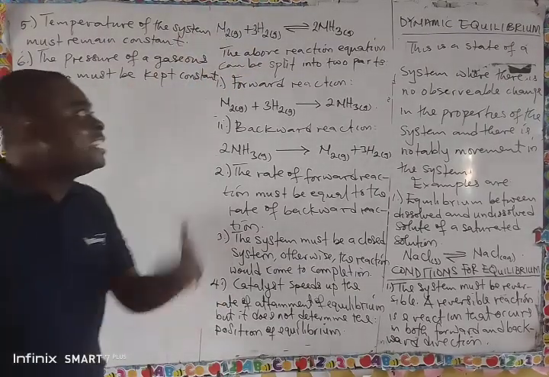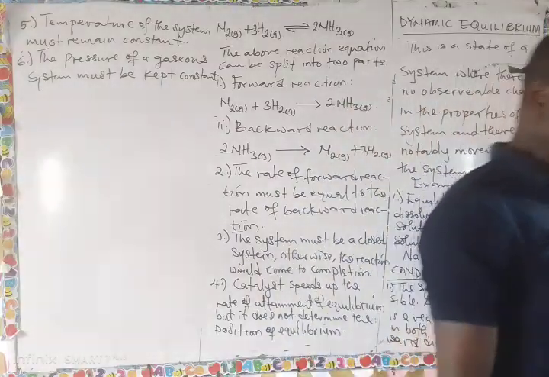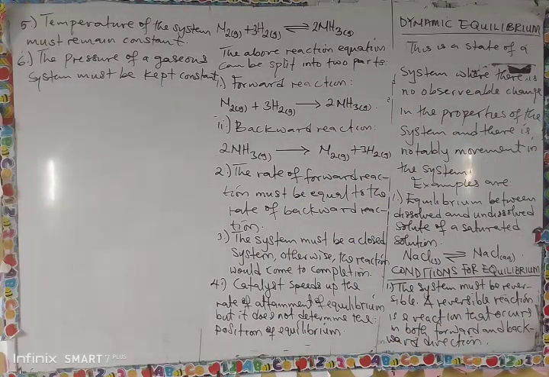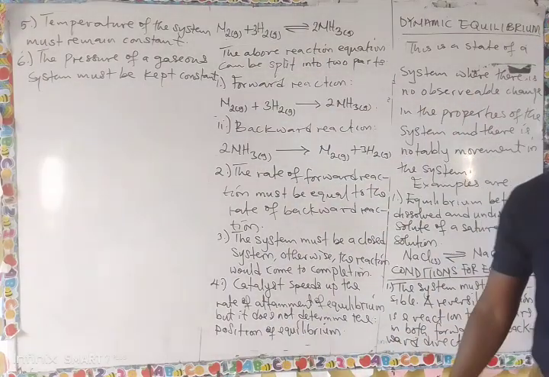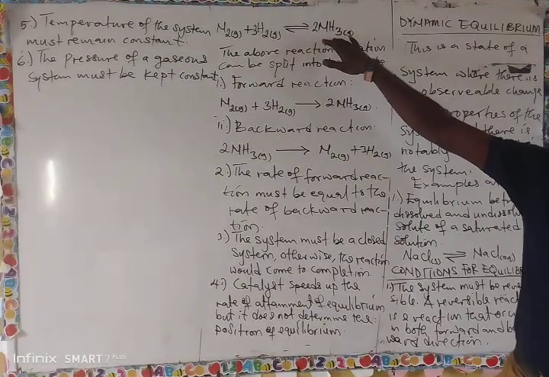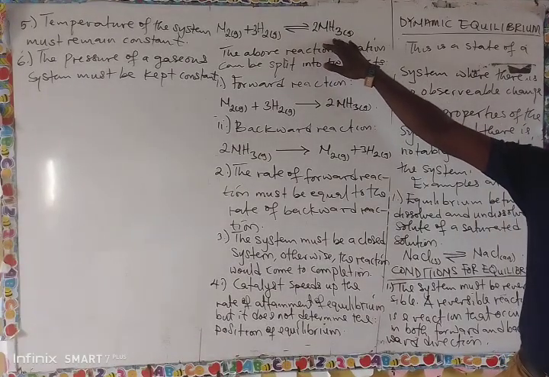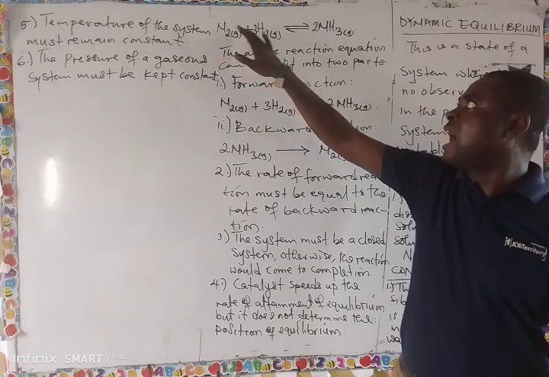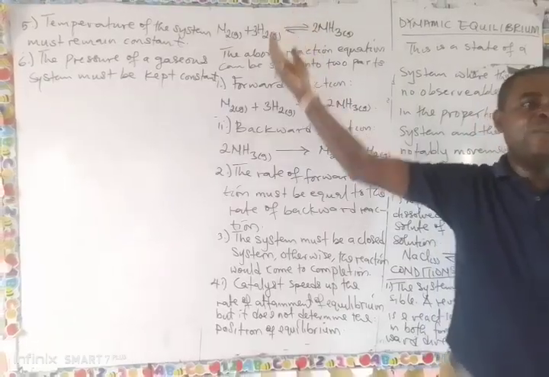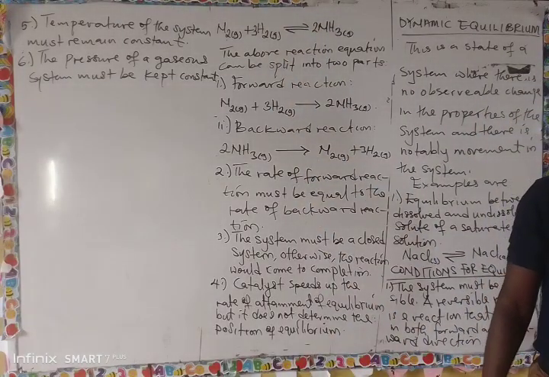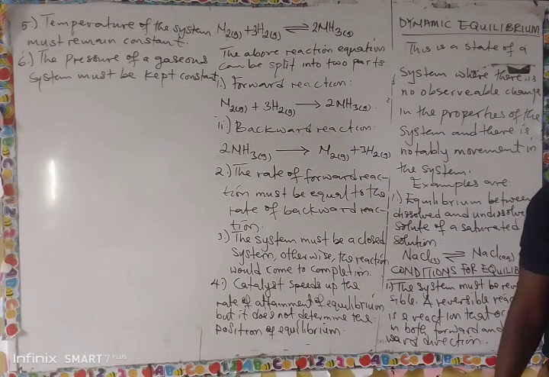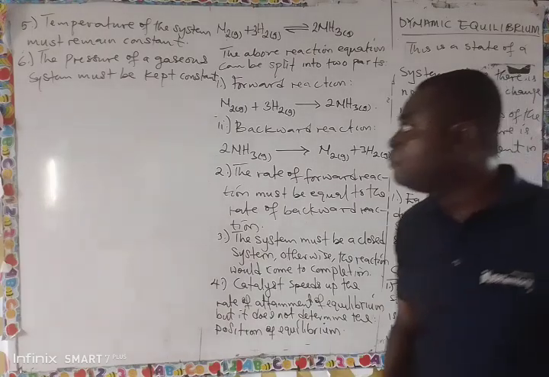When we are talking about an increase in pressure, we are talking about adding more ammonia, adding more to any of these gases. If you add more ammonia, you are increasing the pressure of ammonia. And it will make the equilibrium shift. We are still going to talk about that under Le Chatelier's principle.